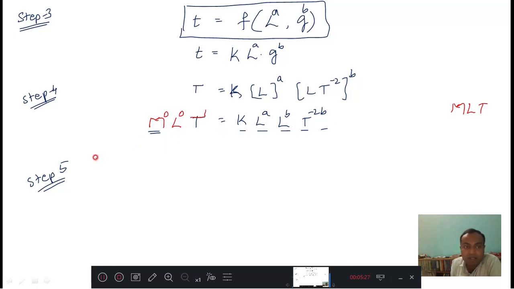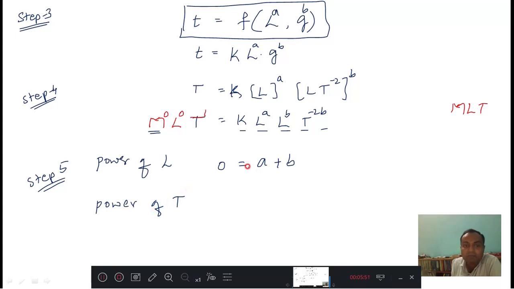Then I will come to the power of L. Power of L, LHS side 0 is there, and power of L here is A and another one plus B is there. A plus B is the power of L, right?